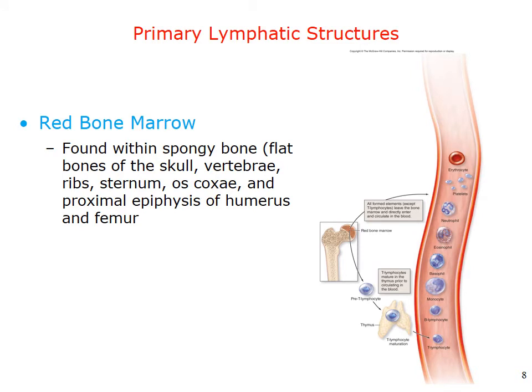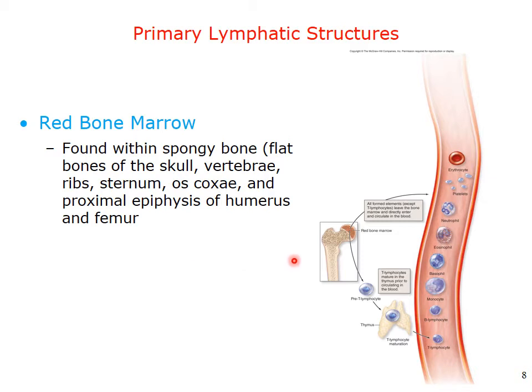The first of the primary lymphatic structures that we're going to talk about is the red bone marrow. You may recall that red bone marrow is found within spongy bone, and this spongy bone then is found within the flat bones of the skull, vertebrae, ribs, sternum, os coxae, and the proximal epiphysis of the humerus and femur. Here you'll see the proximal epiphysis of the femur, and this is where we find that red bone marrow.